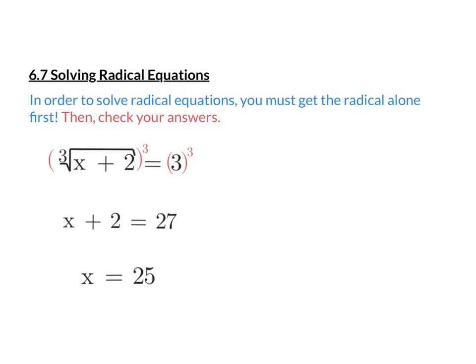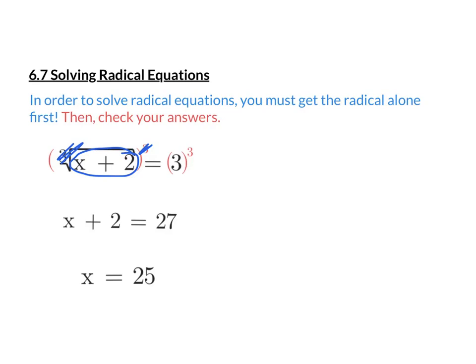The cube root and the cubing cancel, so I'm left with just this x plus 2. Whatever the index is, that's what you do to the power. So since this was a cube root, I took it to the third power. If this was just a square root, I take it to the second power. If this was a fifth root, then I take it to the fifth power. So the goal is you raise it to the power that's the same as the index so they cancel out.